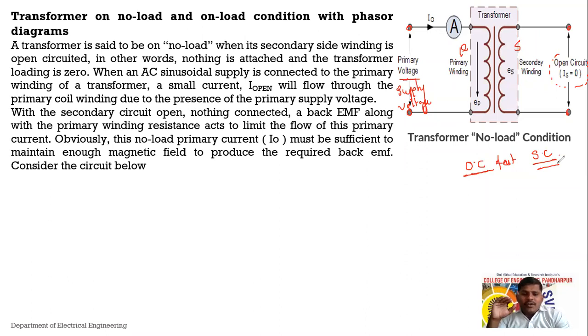If there is no current flowing from the secondary side, whether there is a copper loss present on the secondary side? No, sir. That means there are no copper losses present on the secondary side. Also, there is no load on the transformer, so the current taken from the supply, whether it is more or less, the current drawn from the supply, will it be more or less at no load condition?